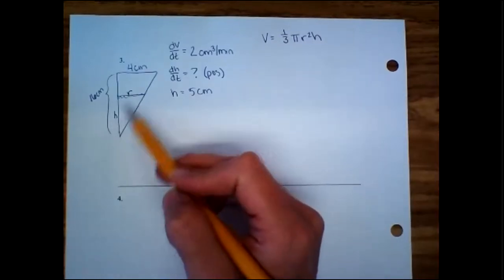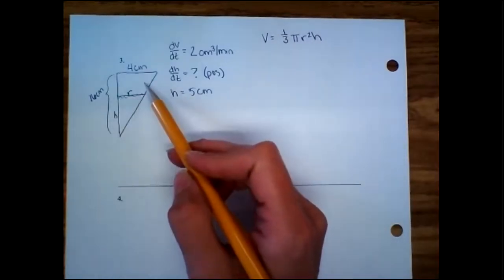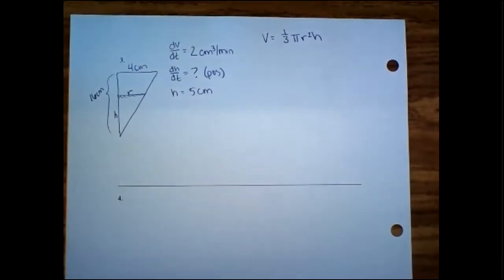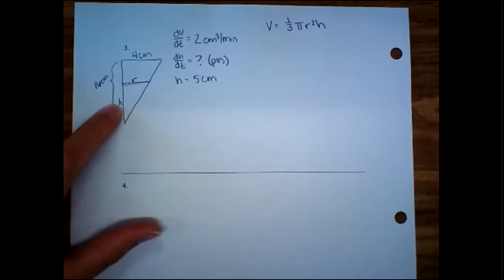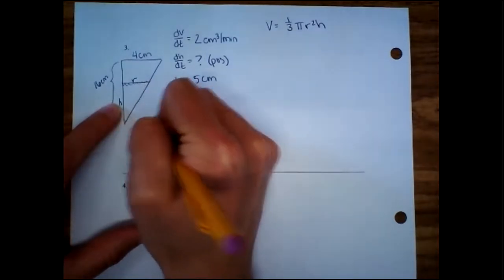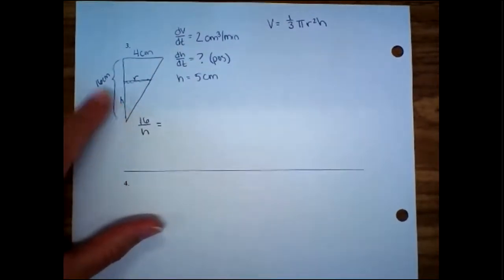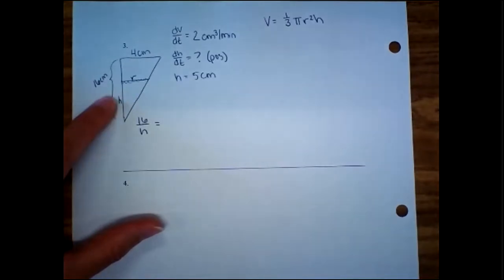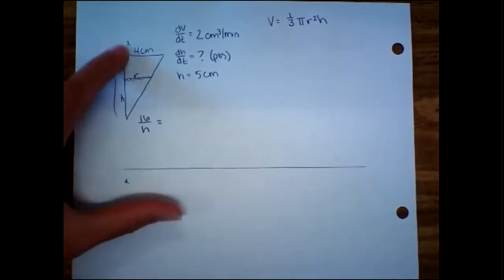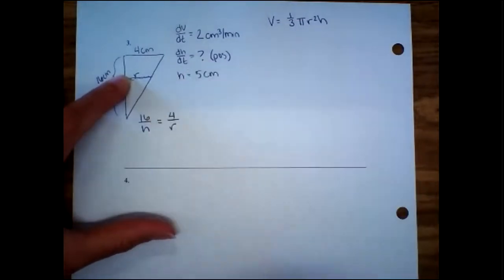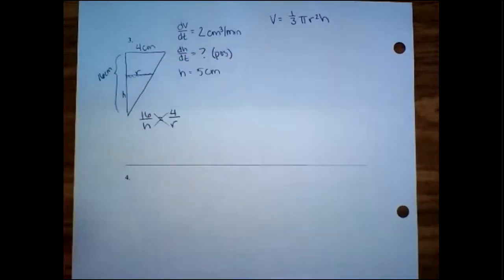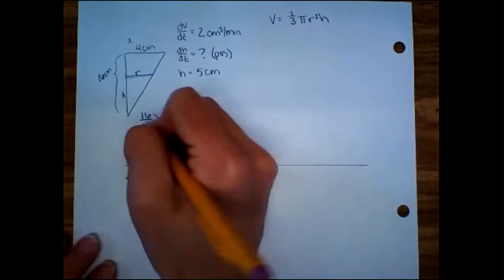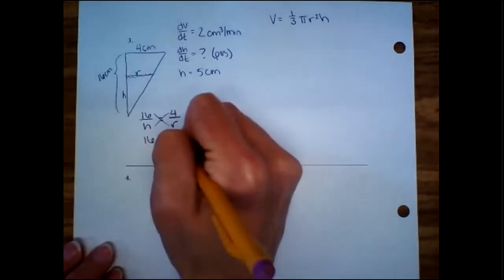I need a relationship between these, and we're going to set up a ratio. When I taught geometry a million years ago, I called it the mommy triangle and the baby triangle. All right, we're going to do a relationship between those, a ratio. 16 compares to h. And then what can I put on the other side? 4 to r. Do you guys follow me there? And then we're going to cross multiply. So you'd have 16r equals 4h.